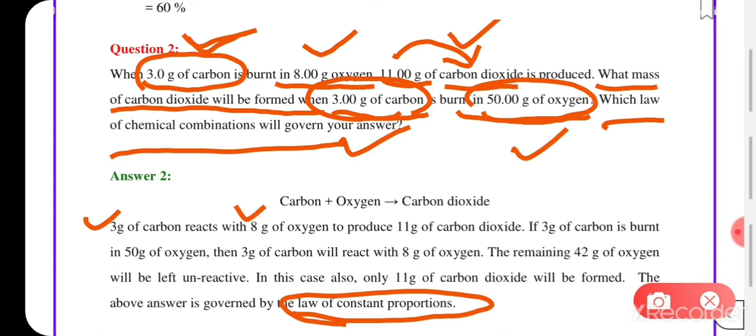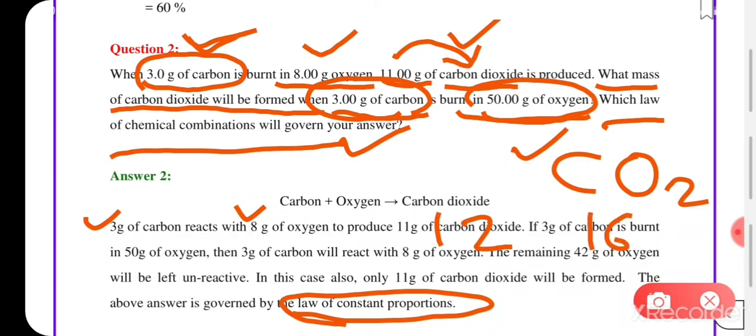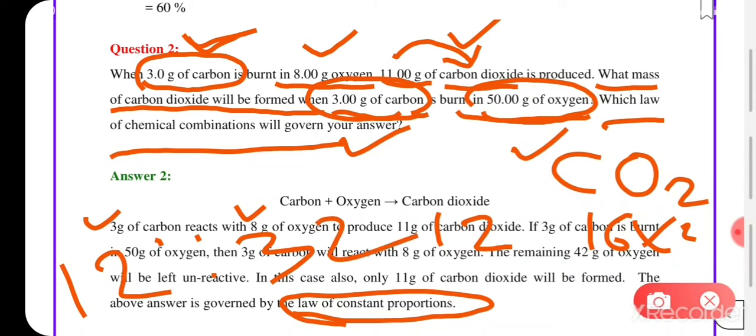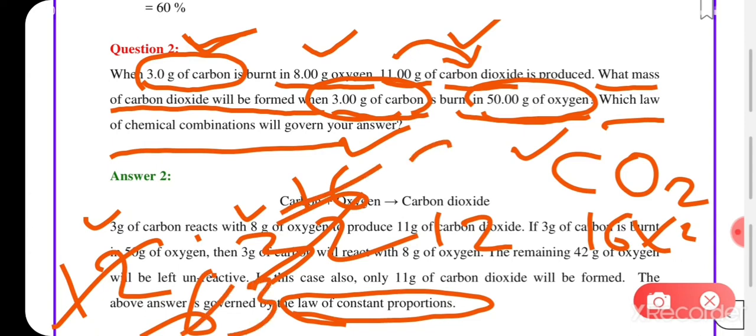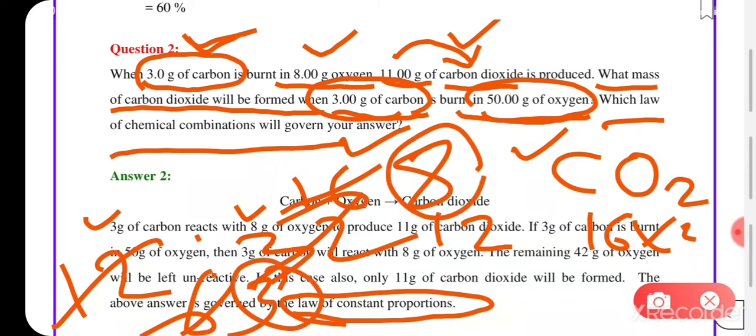If you see, when we write CO2, what is the mass of carbon? It is 12. For oxygen, the mass is 16, but there are 2, so 16 into 2 becomes 32. If you find the proportion of 12 to 32, what will come? 2 sixes are 12, 2 threes are 6, 2 eights are 16. What has come? 3 is to 8.